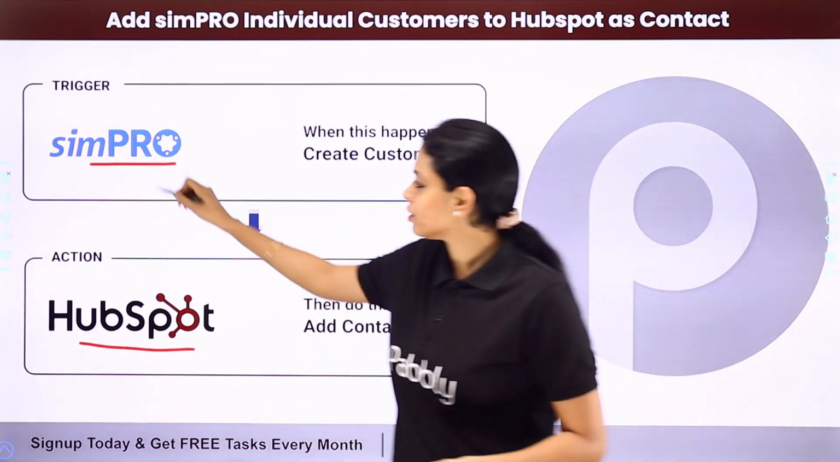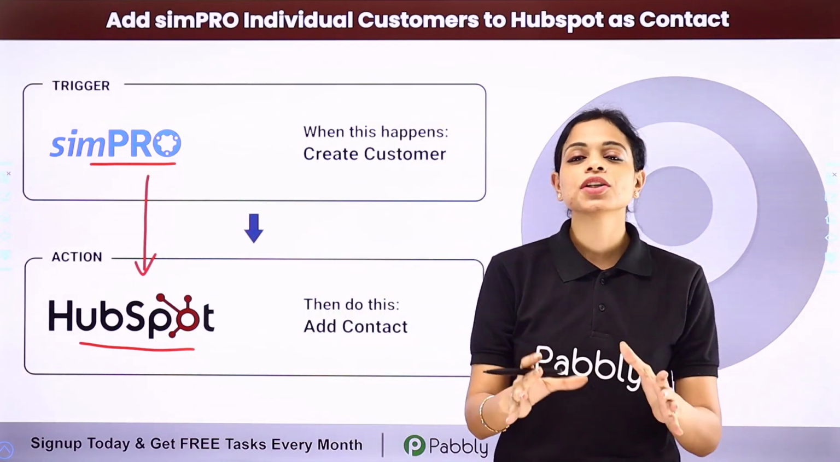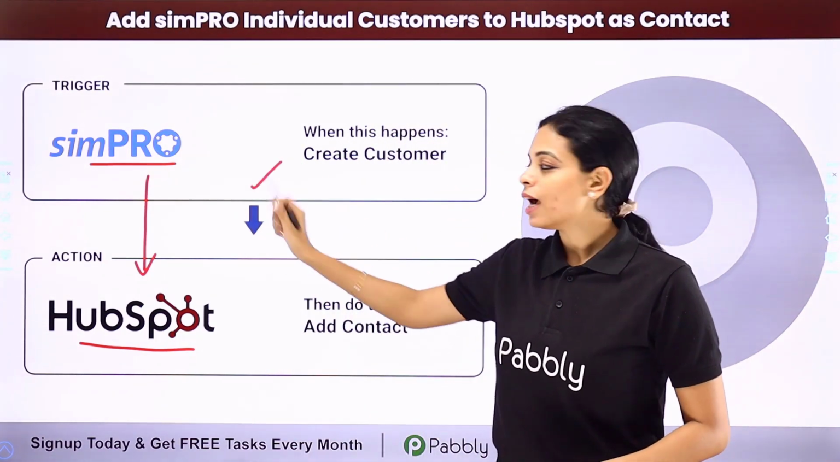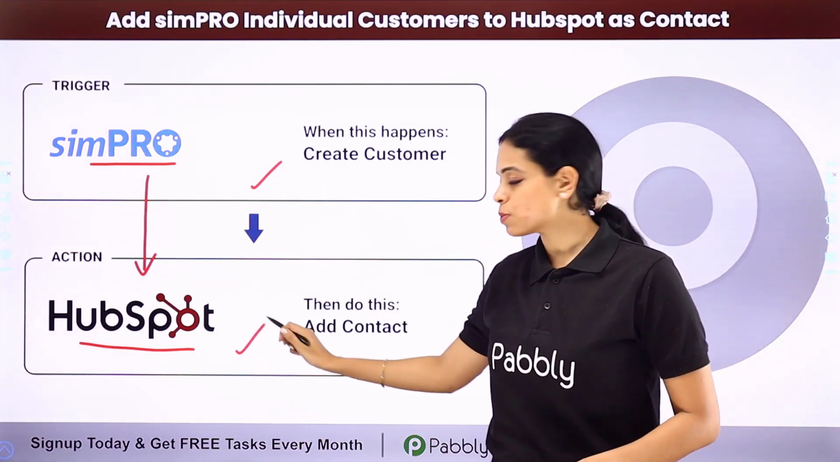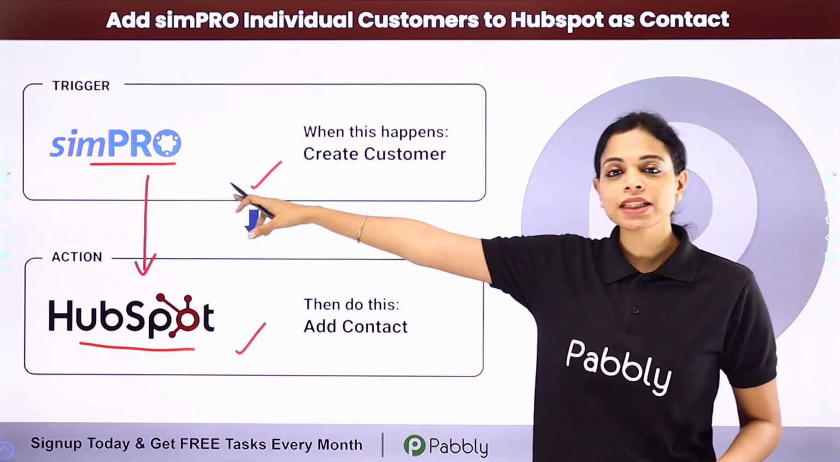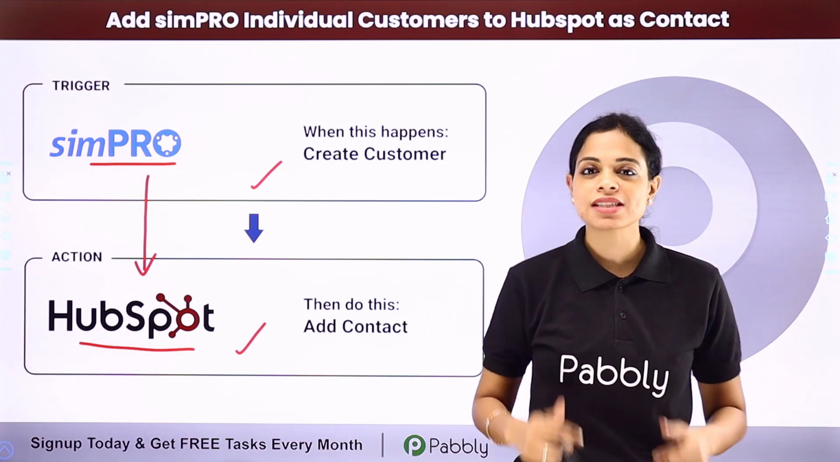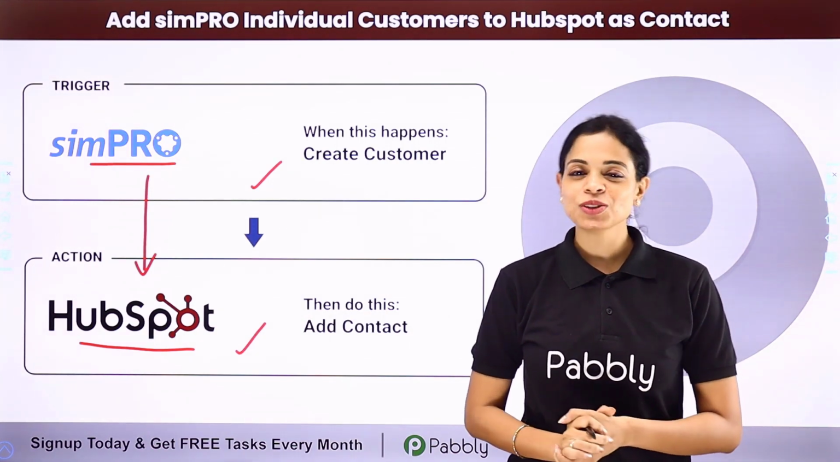For this, you will have to integrate these two applications, and the same can be done using Pabbly Connect software. Here your trigger application would be simPRO and your action application would be HubSpot. So whenever a new individual customer is created here, automatically it would be added as a contact. Now how would you do this yourself? To understand that, let me take you to my screen.